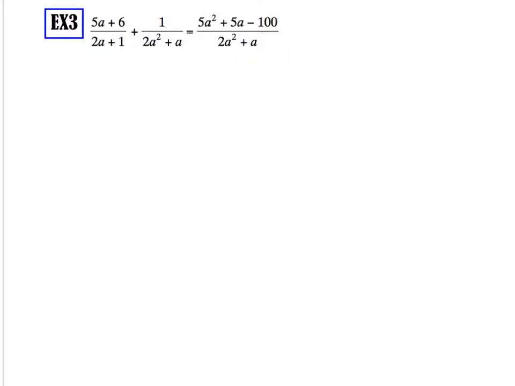Alright, so this example looks pretty complicated, but we're going to work through it one piece at a time and see if we can understand it. Alright, so the first thing is I need a common denominator. So when I look at this, I see that 2 of them share this 2a squared plus a, but this one is just a 2a plus 1. So I'm going to go ahead and factor to see what pieces are missing. So 2a plus 1 cannot be factored, but I do see that this, I can take an a out. And over here, I can also take an a out.